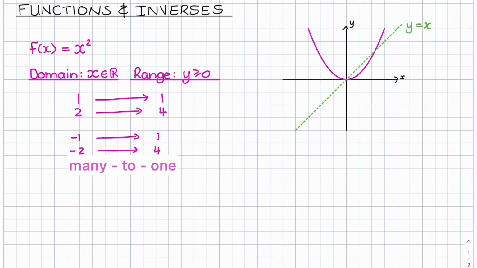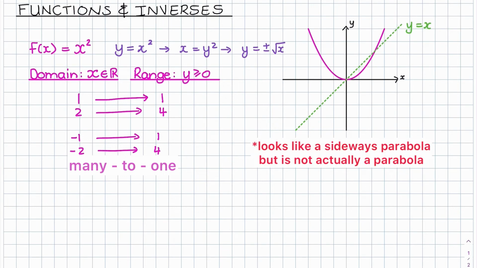Now let's go have a look at the inverse function for x squared. So if we go and do our process of changing it to y equals x squared, and then we can switch around the values and we get x equals y squared, and then we end up with y is equal to plus or minus the square root of x. And this is in fact a parabola, but it is in a different direction. So I'm just going to sketch it in here. It's basically on its side like that.